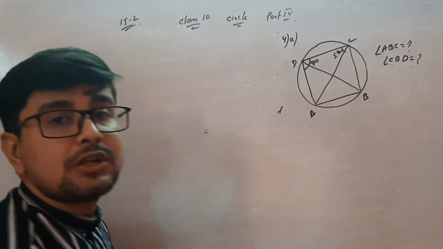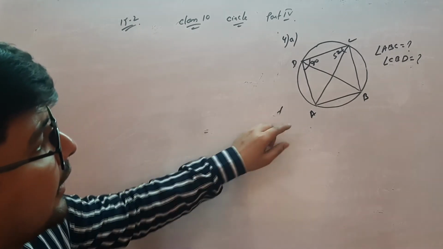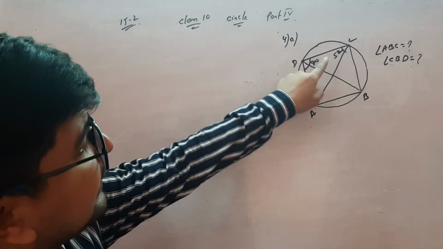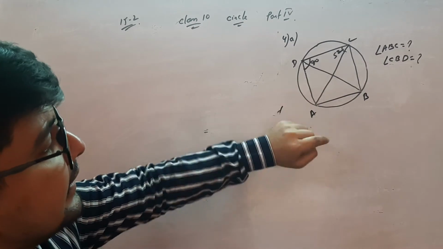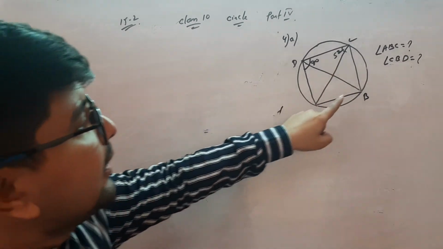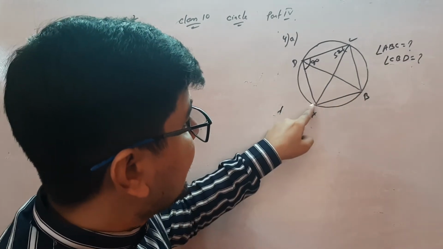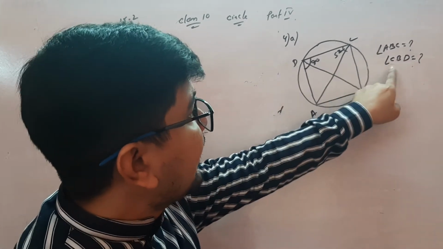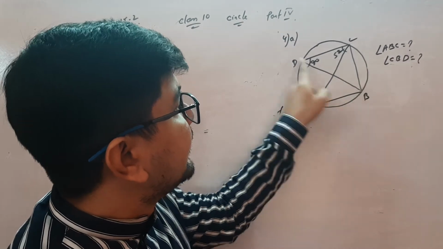This is time for question number 4a. See, in question 4a, angle ADC is 80 given and angle ACD equals 52 is given. So find out the value of angle ABC and angle CBD.